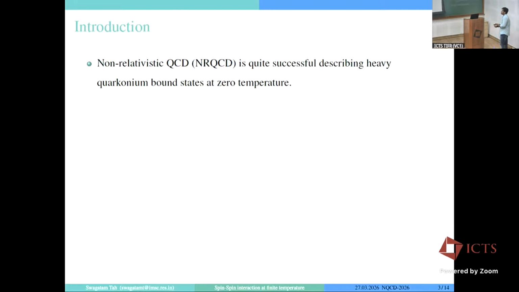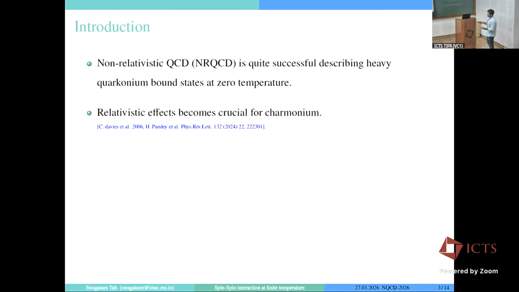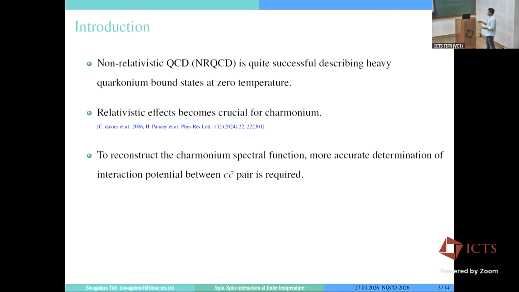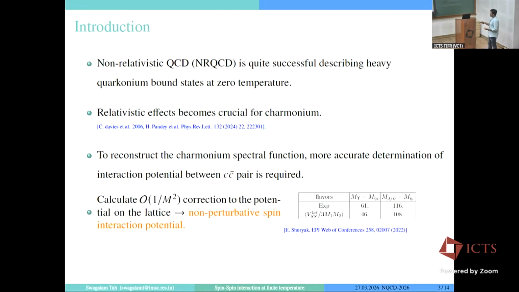As an introduction, non-relativistic QCD is quite successful in describing a heavy quarkonium bound state system at zero temperature. But for charmonia-like systems, where the velocity is larger than in bottomonia systems, the relativistic effects become very crucial. So we need to take the relativistic corrections into account. These are studied on the lattice. To reconstruct the charmonium spectral function, which incorporates all the physical properties of the system, we need to accurately determine the interaction potential of a c-cbar pair. To reconstruct that, we need to calculate the relativistic correction due to spins non-perturbatively.